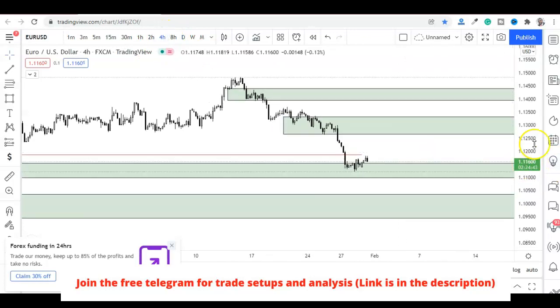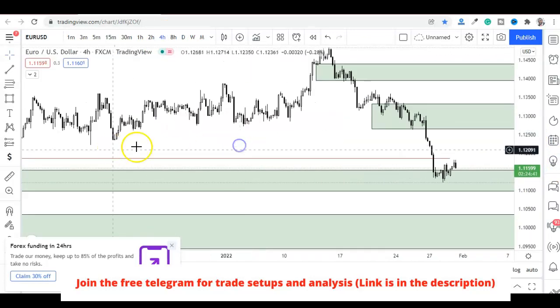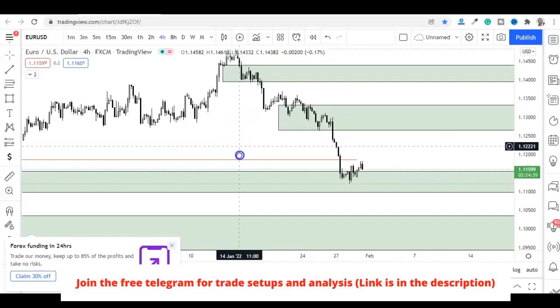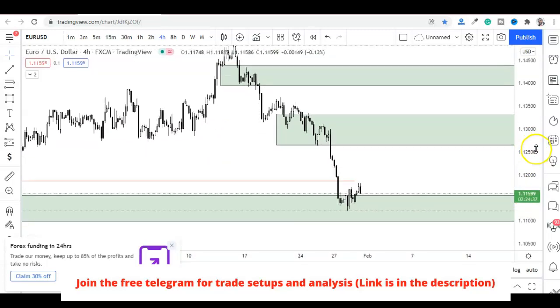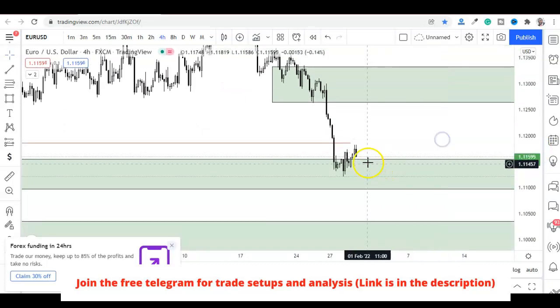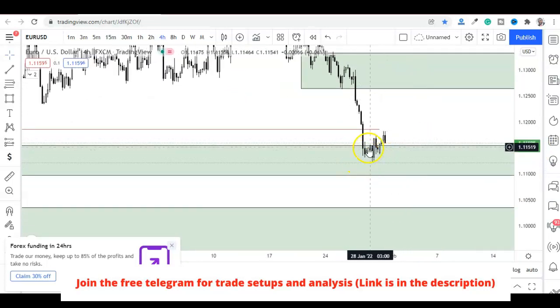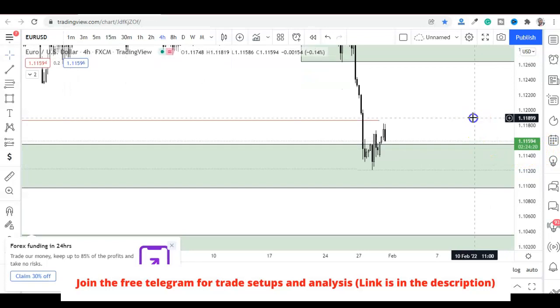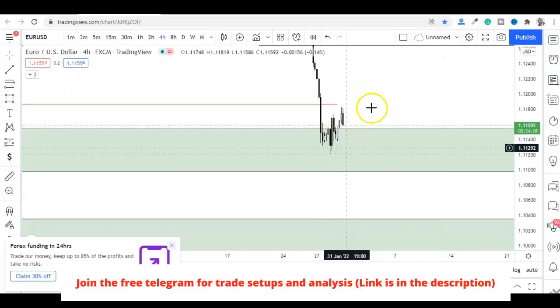In the 4 hour, I won't be able to go to the left because on TradingView I might not be able to get there. So right now we see this play out in the 4 hours. And in the 4 hours, you can see we have a change of character here, meaning a shift of market structure, a sweep of liquidity, and a break of structure. So we have a bullish scenario playing out here.